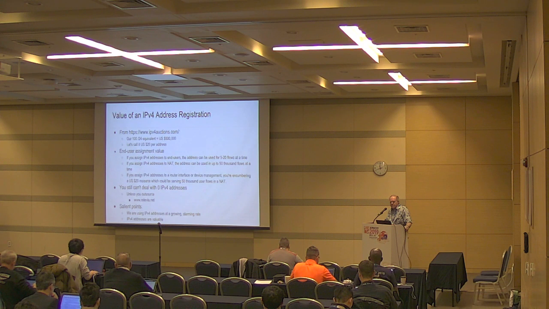If you assign IPv4 addresses to end users, the address can be used for 5 to 20 flows at a time, typically. If you assign IPv4 addresses to NAT, the address can be used in up to 50,000 flows at a time. So there's really no comparison between per-interface addressing and NAT.